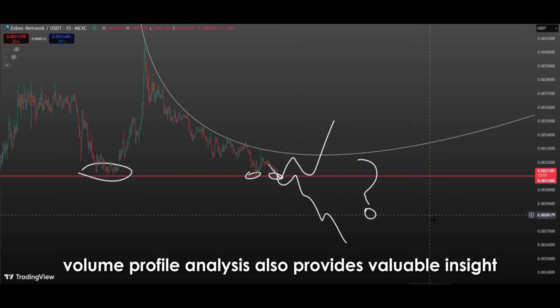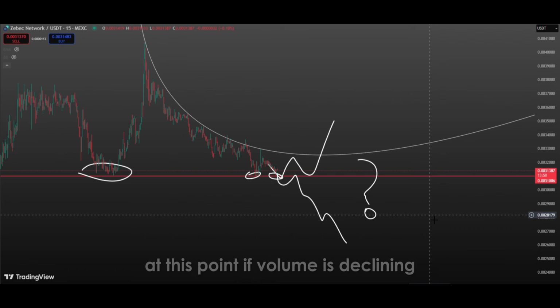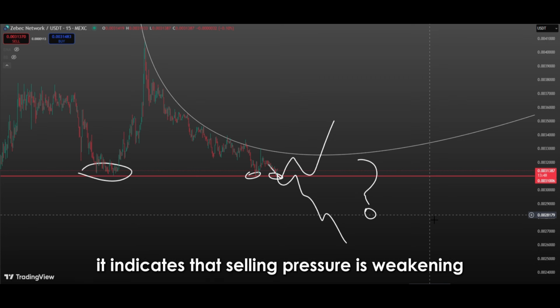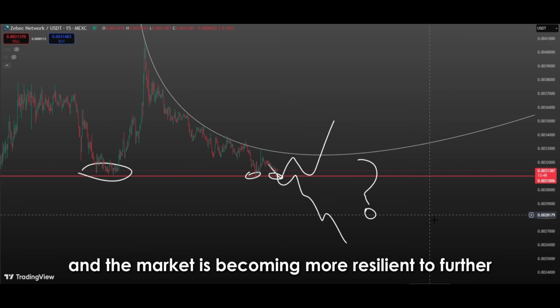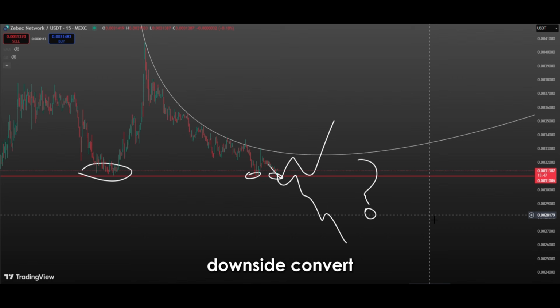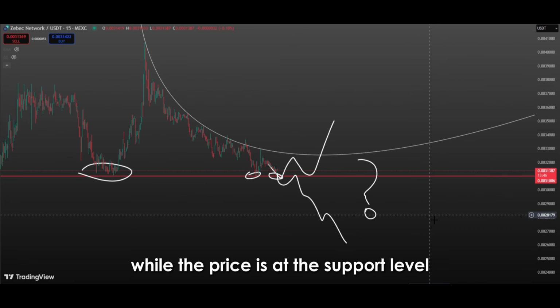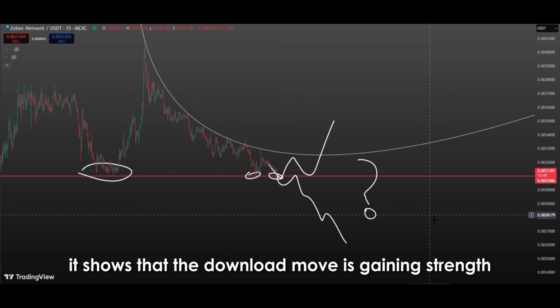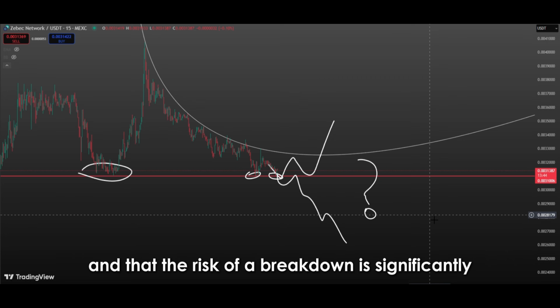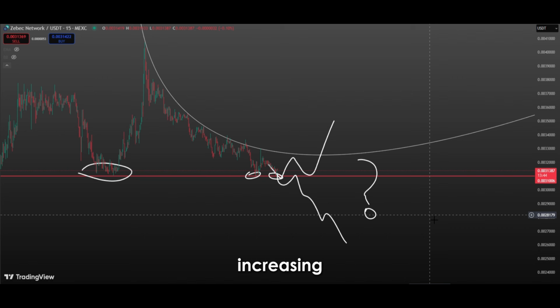Volume profile analysis also provides valuable insight at this point. If volume is declining as the support level is approached, it indicates that selling pressure is weakening and the market is becoming more resilient to further downside. Conversely, if heavy volume selling occurs while the price is at the support level, it shows that the downward move is gaining strength and that the risk of a breakdown is significantly increasing.